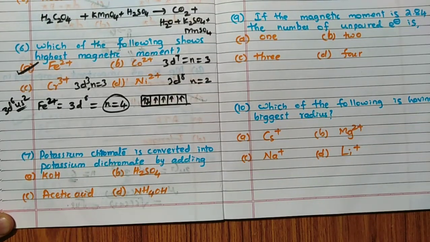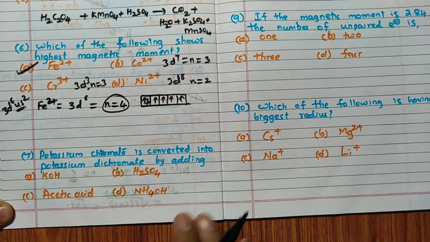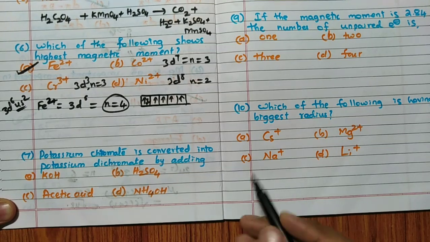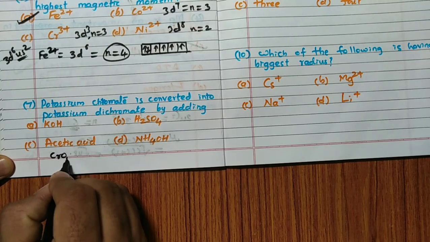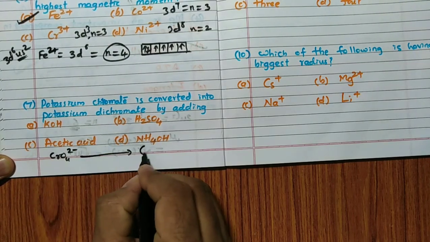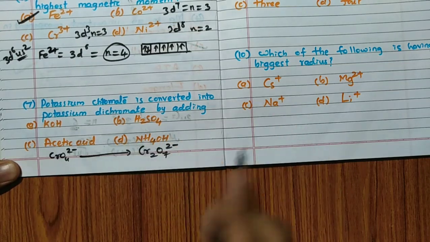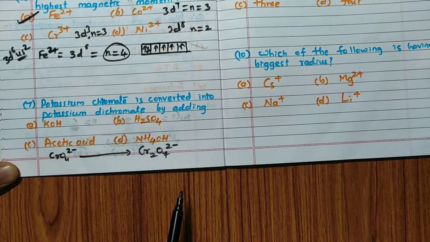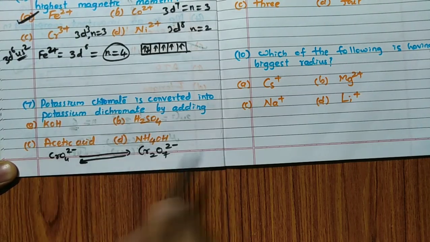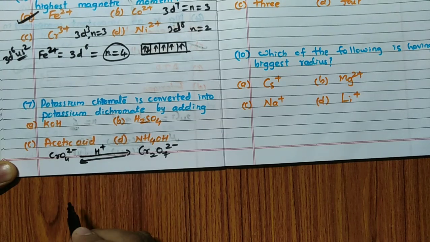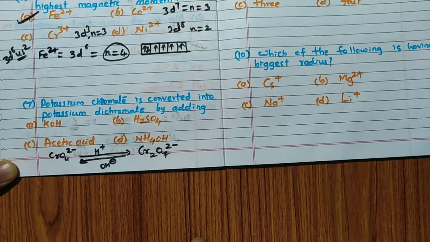Potassium chromate is converted into potassium dichromate by adding what? So remember, in this particular case, potassium chromate, CrO4 2-, is converted into Cr2O7 2-. It was asked once, potassium dichromate to chromate also, remember that. So this is a reversible reaction. From here to here, what do you have to add? H+, acid. From here to here, what do you have to add? OH-, base. So remember that.